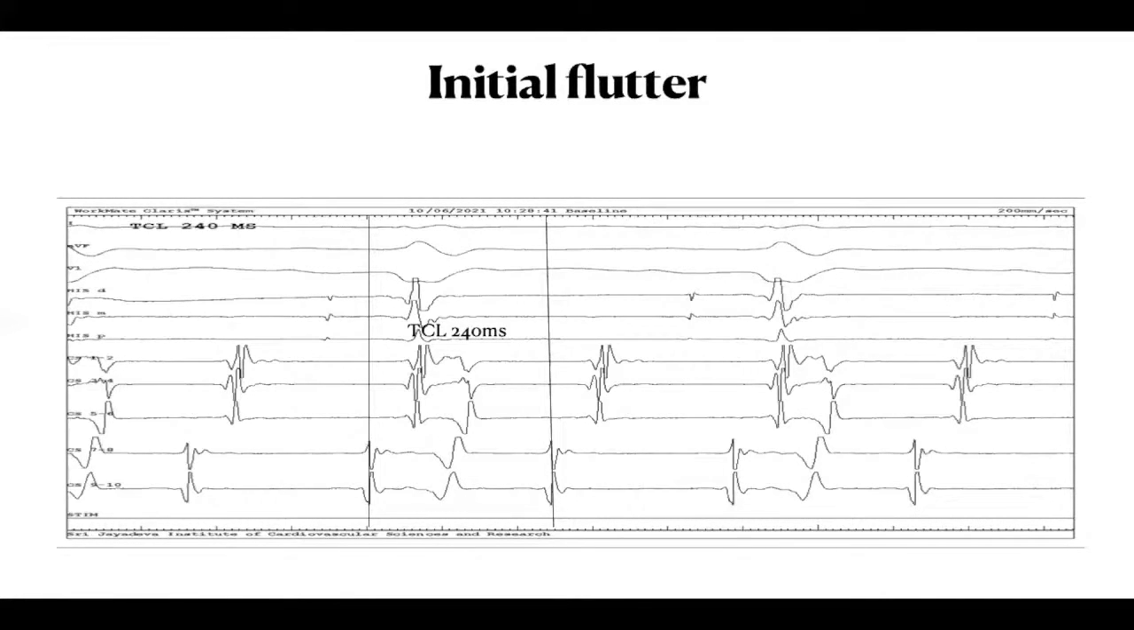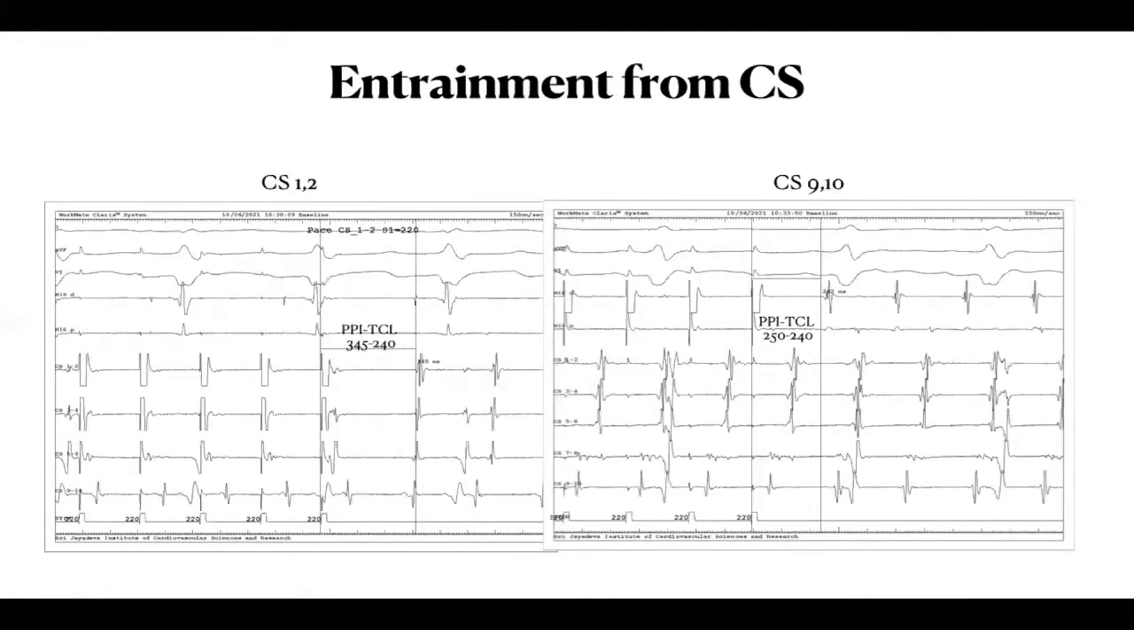So we decided to take him for an EP study, and the initial EPM showed a tachycardia with a TCL of 240 milliseconds with the earliest activation from CS 910. So we entrained after this from CS 12 and CS 910. The entrainment from CS 12 showed a PPI minus TCL of 345 minus 240, and a PPI minus TCL of 250 minus 240 from CS 910.